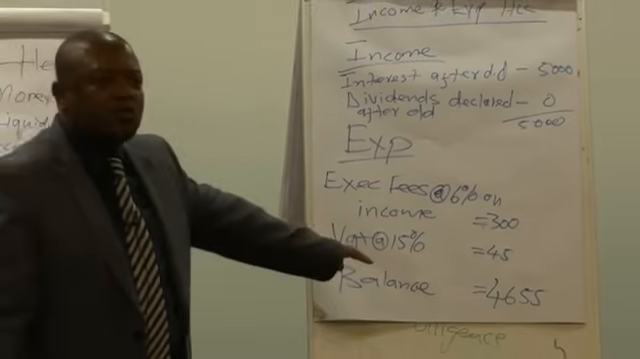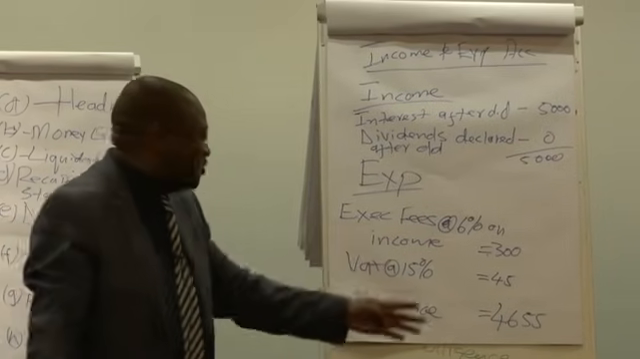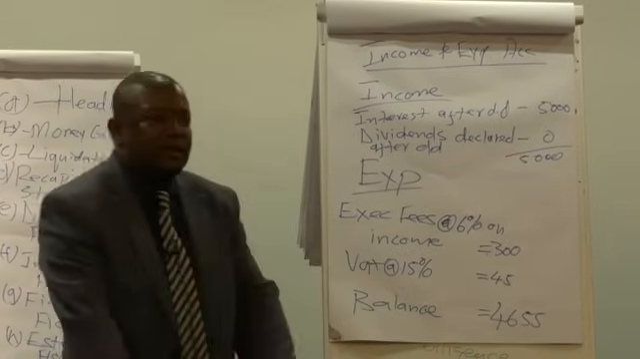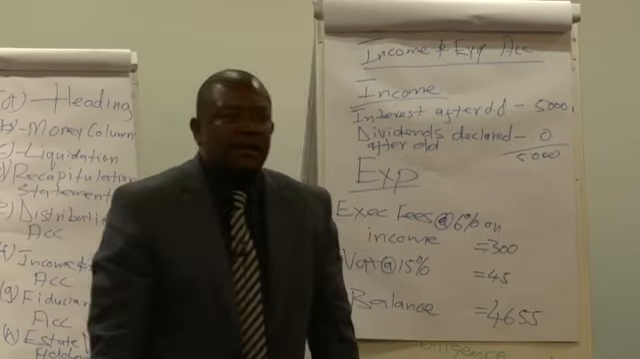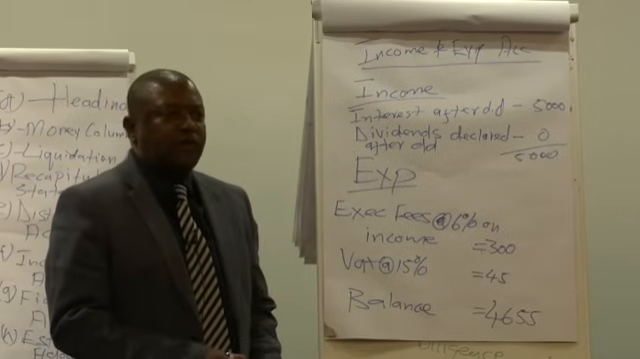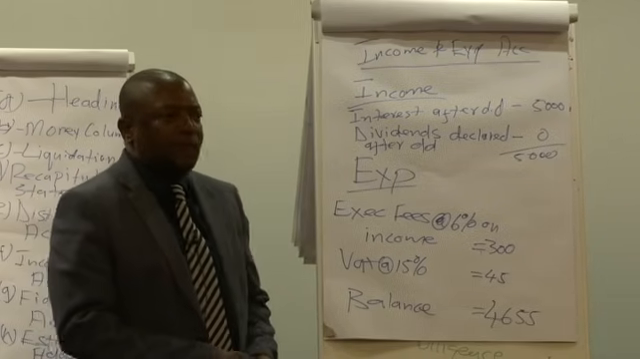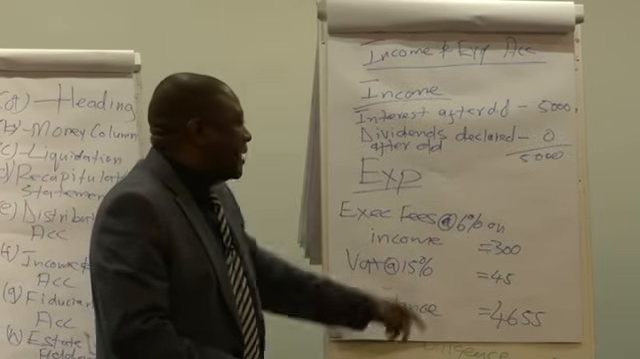You can also state who's going to get this balance. If we have only one beneficiary, it's nice to say balance to be paid to the surviving spouse or to the heir. Are we together? Yes. So this is the income and expenditure account.